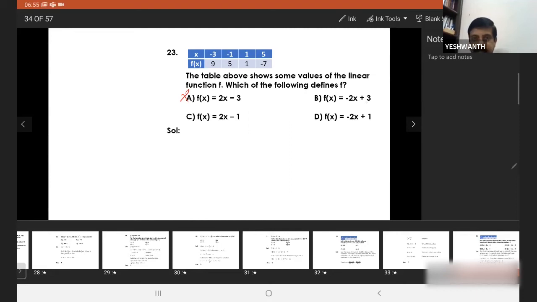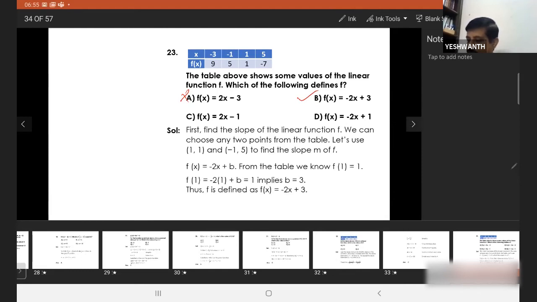Let us check for x is minus 1 also. If x is minus 1, you'll get 2 plus 3, 5, satisfied. x is 1, minus 2 plus 3, 1, satisfied. So function B is satisfying every value of x given in the tabular form. f of 5 means minus 10 plus 3 is minus 7. So everything is satisfied. So the answer is option B. Please note it fast, quick.